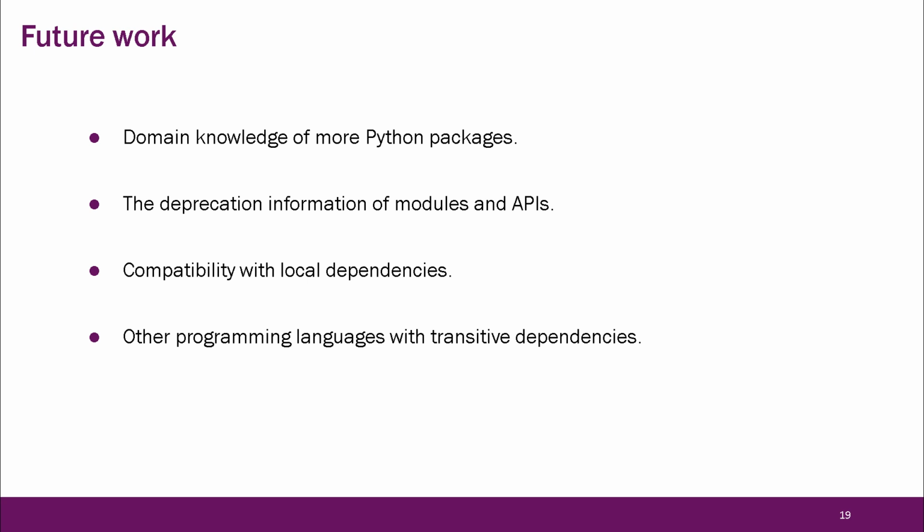In future work, we will acquire knowledge for more Python packages. We also plan to add the deprecation information of modules and APIs into the knowledge graph to further infer appropriate versions. Besides, we will consider the compatibility between the inferred environments and local dependencies, which is more general in practice. Finally, we will apply our approach to other languages with transitive dependencies, such as Node.js.